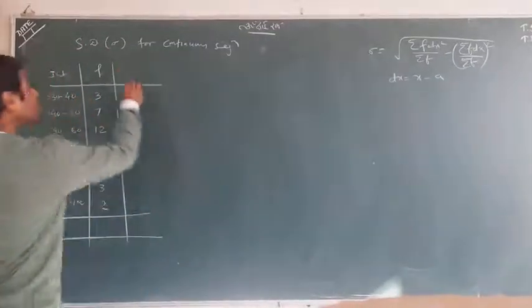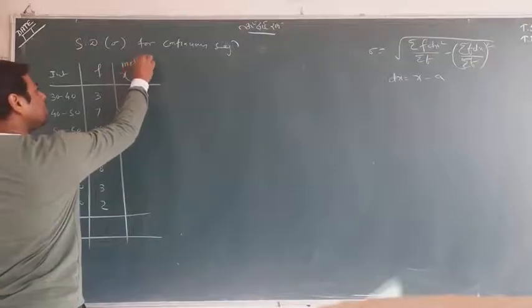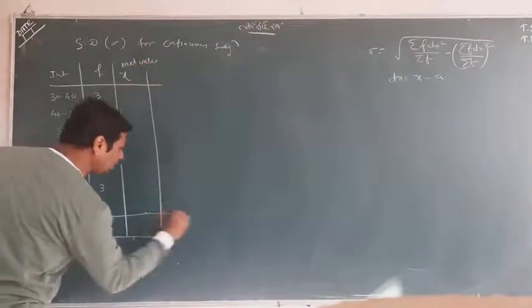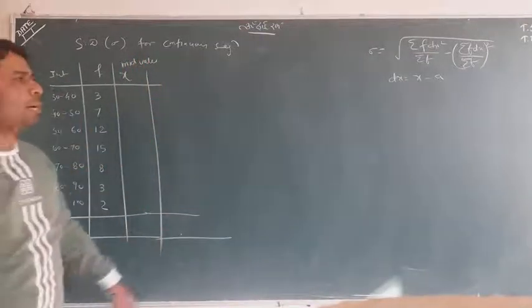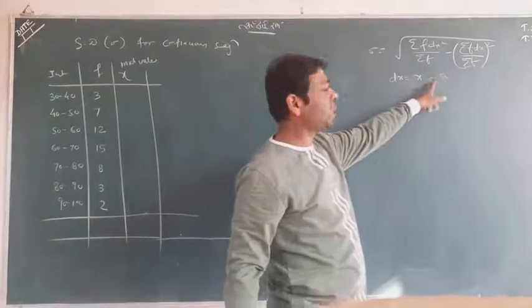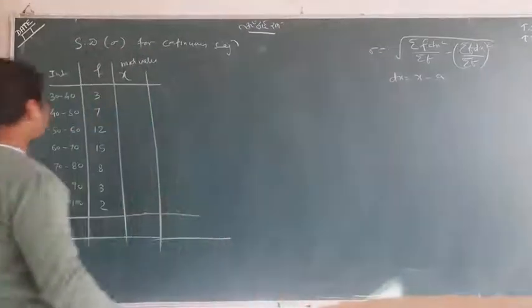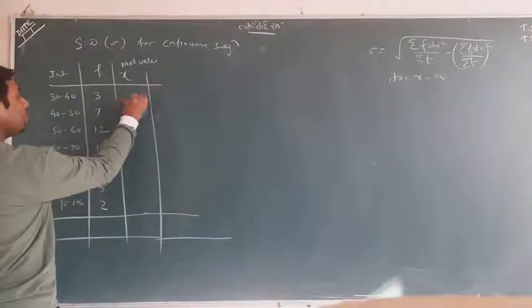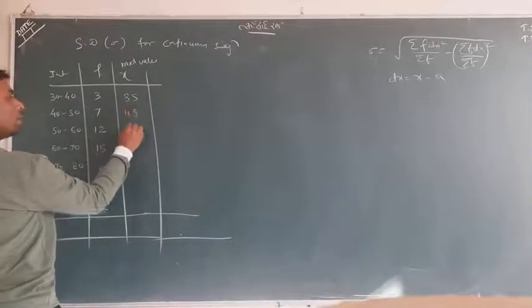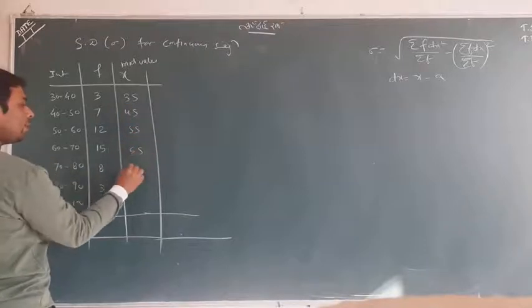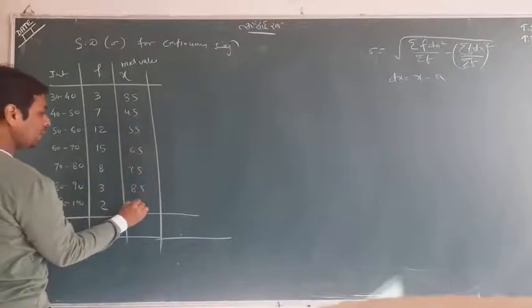Look at the mid value. Why am I finding the mid value? Because I want dx, which is x minus a. So a will be chosen from the column of x. We're not having x, so we'll find it out. This is going to be 35, mid values 45, 55, 65, 75, 85, 95.